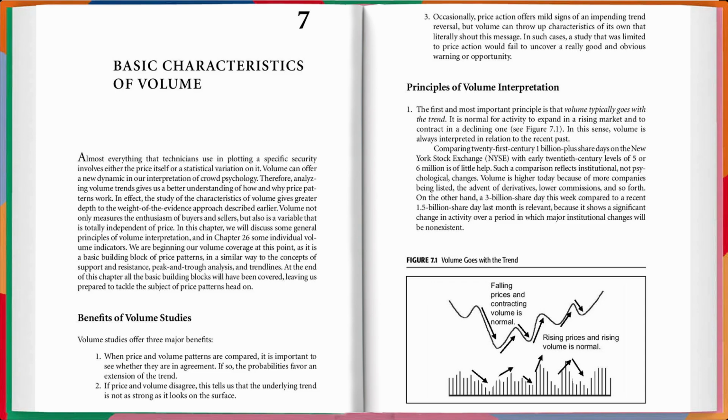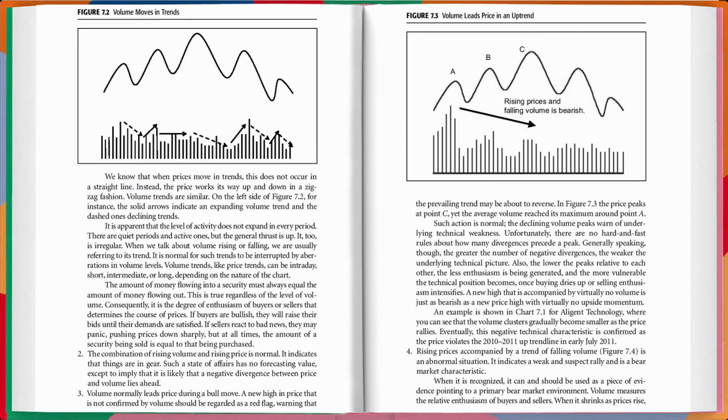Volume is higher today because of more companies being listed, the advent of derivatives, lower commissions, and so forth. On the other hand, a 3 billion share day this week compared to a recent 1.5 billion share day last month is relevant, because it shows a significant change in activity over a period in which major institutional changes will be non-existent. We know that when prices move in trends, this does not occur in a straight line. Instead, the price works its way up and down in a zigzag fashion.